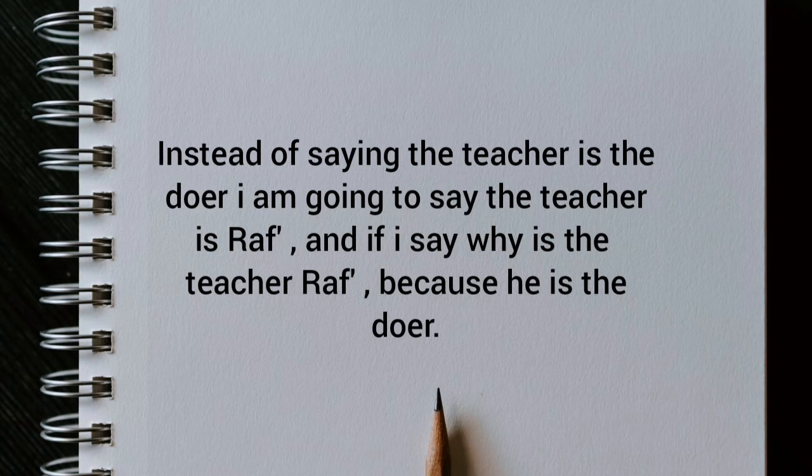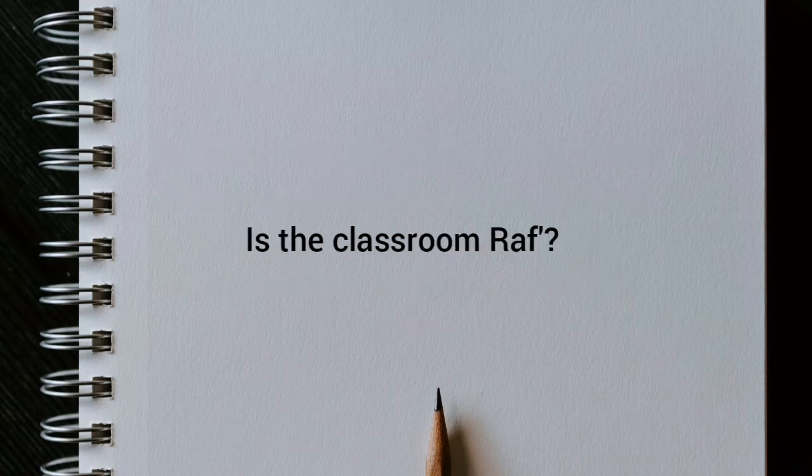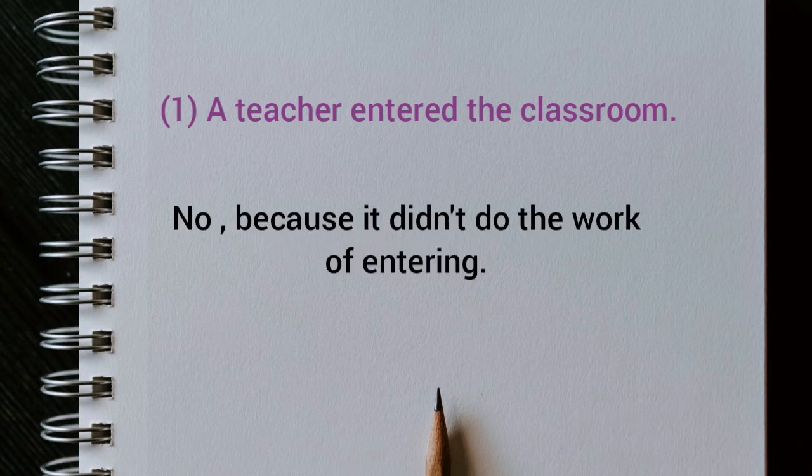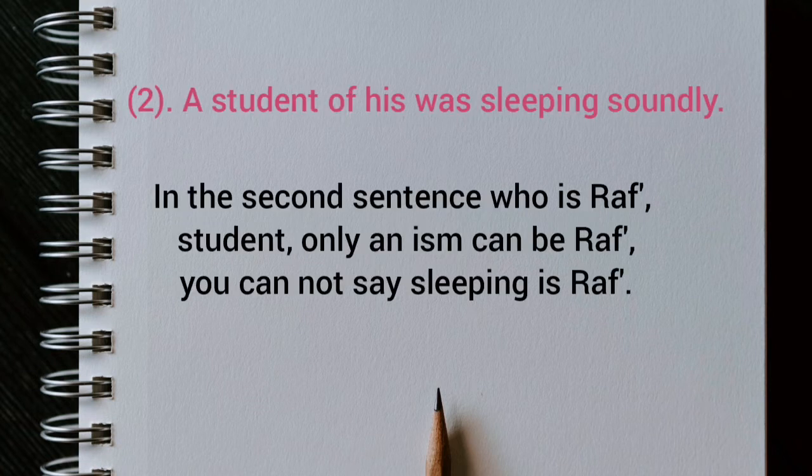And if I say, why is the teacher rafa? Because he is the doer. Is the classroom rafa? No, because it didn't do the work of entering. In the second sentence, who is rafa? A student. Only an ism can be rafa.